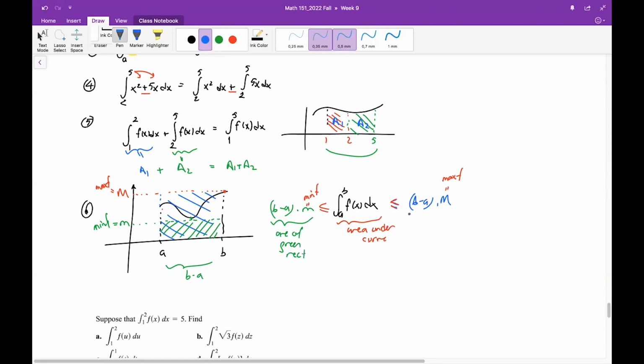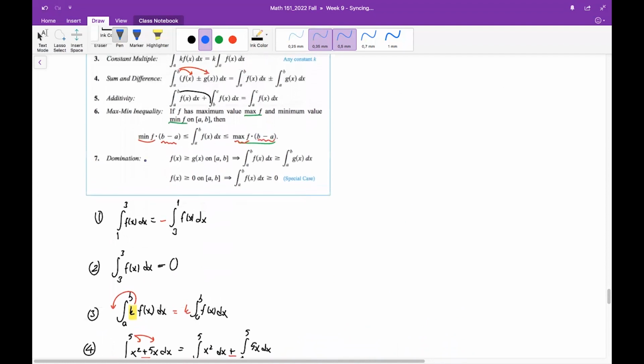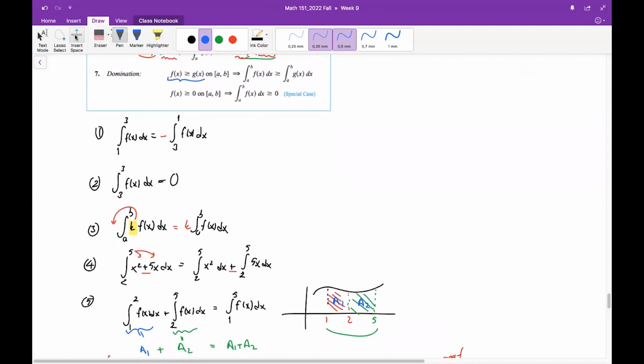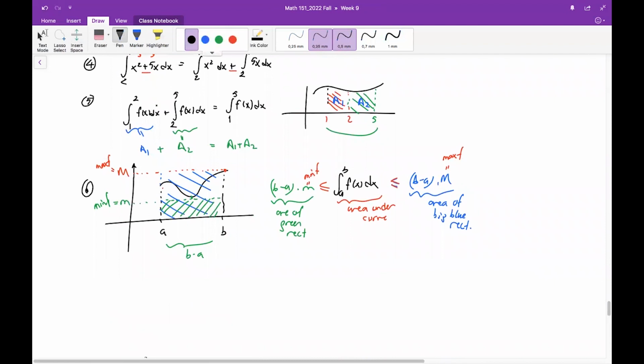And this is the area of the bigger blue rectangle. Okay, this is property 6. And finally, 7. It says, if you have such an ordering between your functions, then the definite integrals will have the same order. Okay, let's go over it.